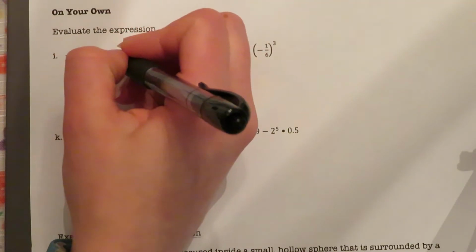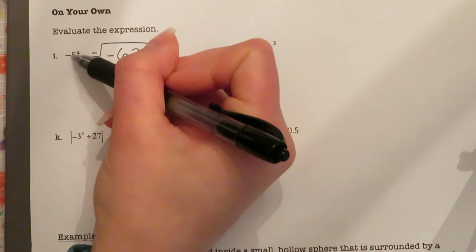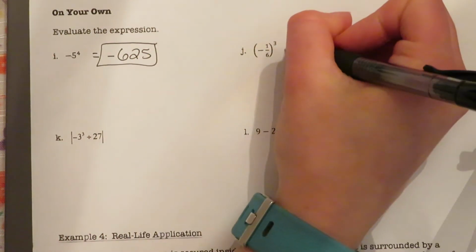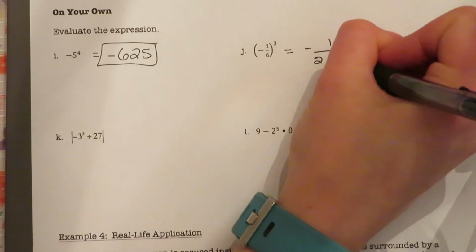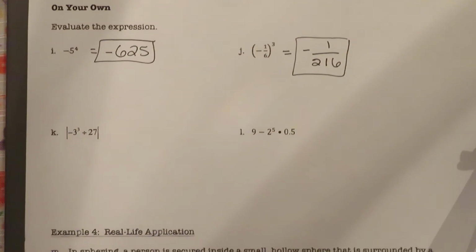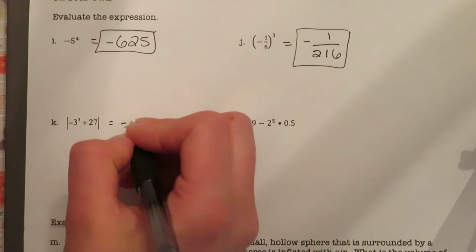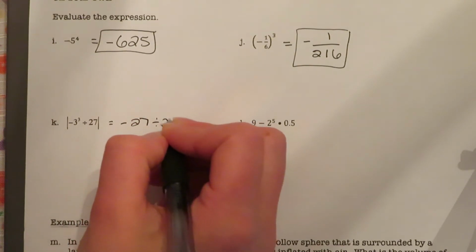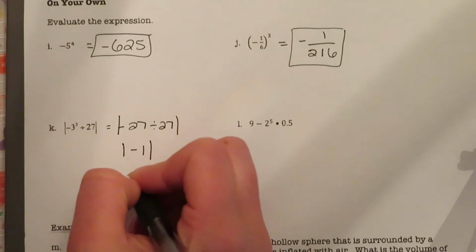All right, this is going to be -625. There's only one negative, there's no parentheses. Letter J, -1 divided by 216. Letter K, this is going to be -27 divided by 27, the absolute value of -1, that equals 1.